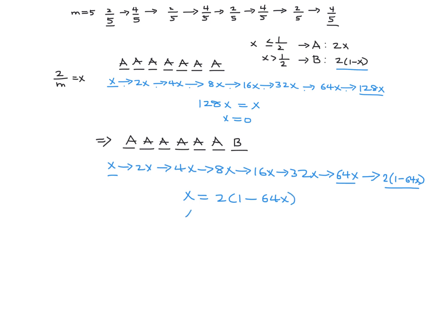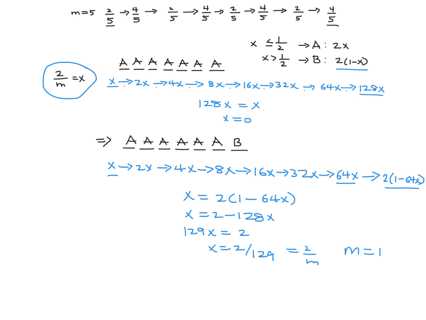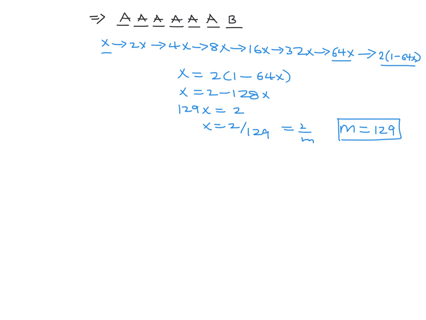Okay, so x would be 2 minus 128x, and therefore 129x would be equal to 2, and therefore x would be 2 over 129. And this represents 2 over m, right? So therefore m is 129. So that's pretty good. I got one value of m. Okay, so we're going to keep going with this process.